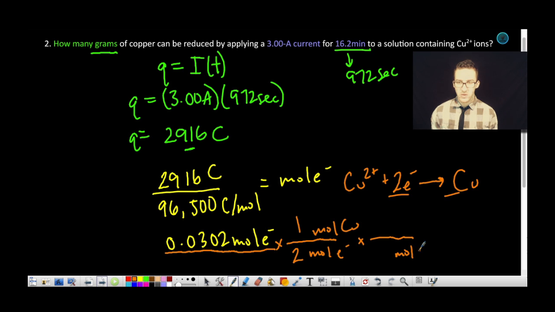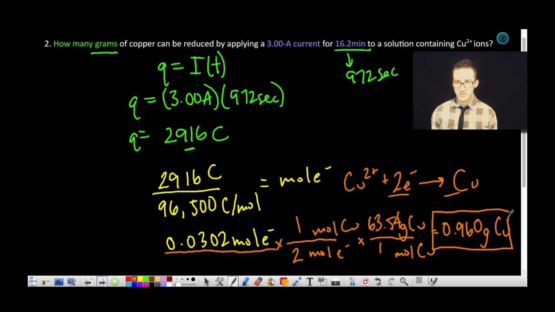And then in order to get the mass in grams, we're just going to use our periodic table to get from moles of copper to grams of copper. And 1 mole of copper is 63.54 grams. And a quick calculation here will give us 0.960 grams of copper that has plated out by applying 3.00 amps of current for 972 seconds.